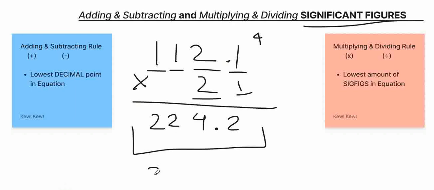To do that, we can either go down to 200, which only has 1 significant figure since the following zeros don't count.